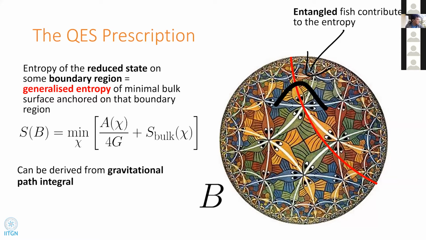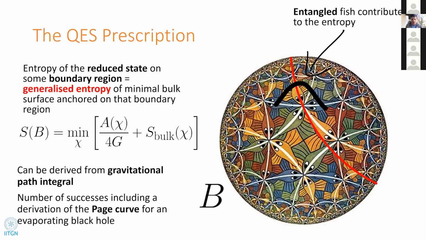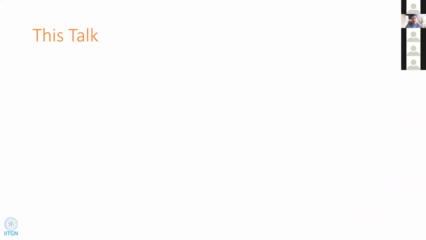And this is not just a pure conjecture pulled out of nowhere. This can be derived by using the gravitational path integral in the low energy bulk effective action. And it's led to a number of big successes, including last year getting a derivation of the Page curve for the Hawking radiation of an evaporating black hole that agrees with unitarity. Okay, great. So that was just background I needed to even define what I'm going to be talking about in this talk. So let me now give a summary of what this talk is going to be about.